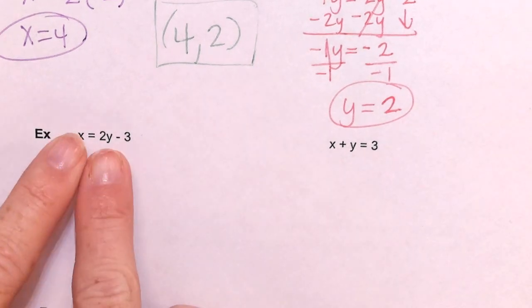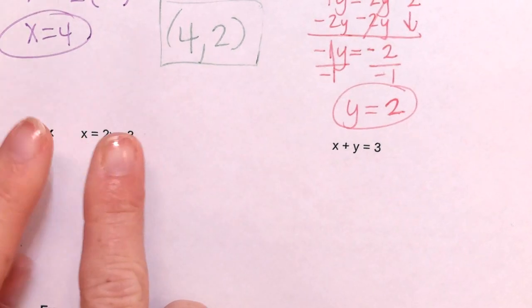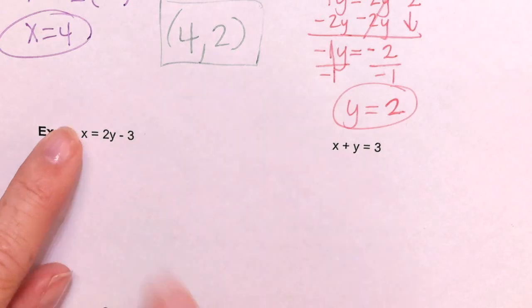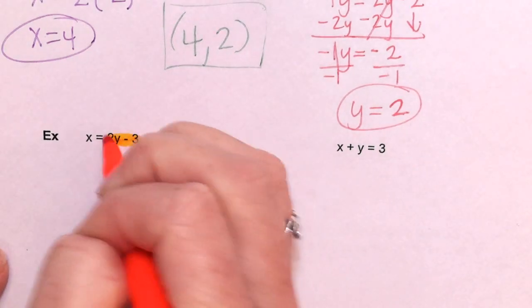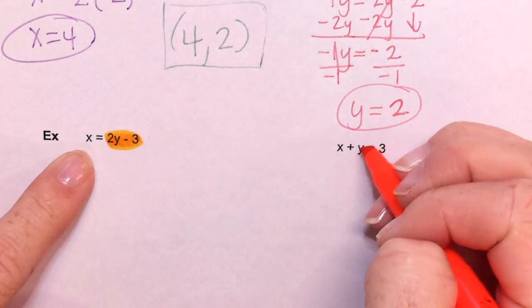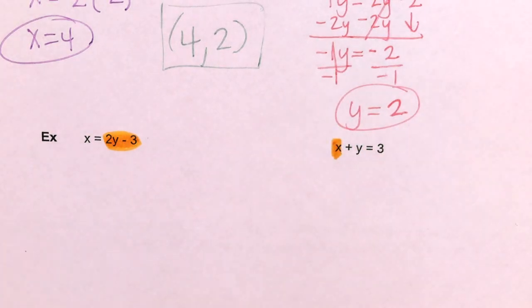Is this equation already isolated for a variable? Look at it. It either needs to say x equals or it needs to say y equals. It doesn't matter which one it is. It just can't be like 2x equals. So yes, you're going to go plug this in for what? X. Everybody should be doing it.